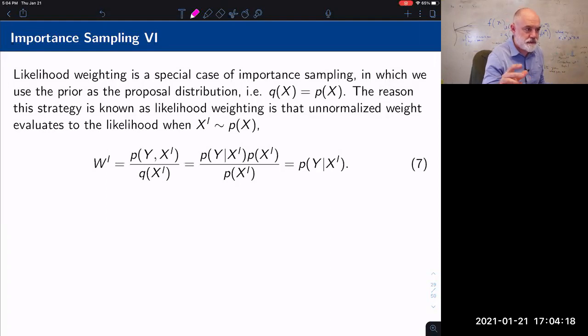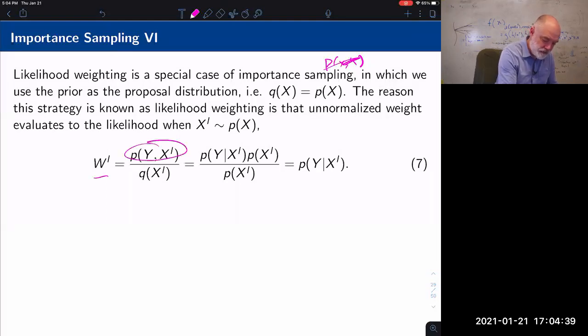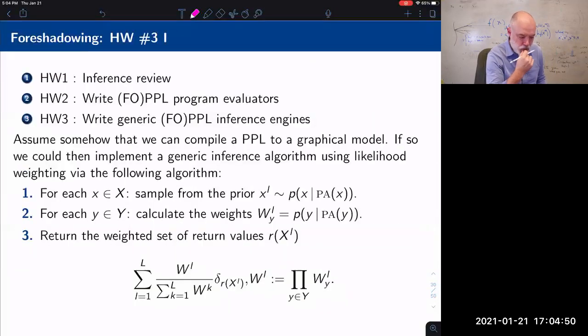So the nice thing about this is there's a similar kind of rejection sampling thing going on. Likelihood weighting is a special case of importance sampling in which we use the prior as a proposal distribution. So this is Q of X is P of X versus P of X, Y, or something like that. The reason that this strategy is known as likelihood weighting is that the unnormalized weight evaluates to the likelihood. If we choose Q to be the prior, then these terms cancel and what you're left with is the likelihood. Okay, cool. So this is foreshadowing homework number 3.